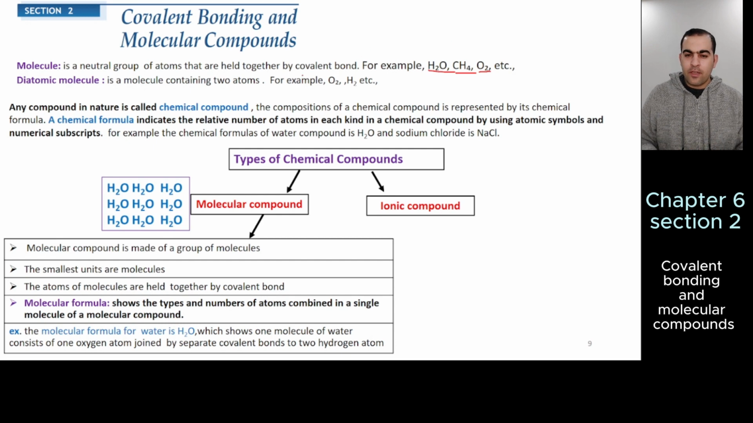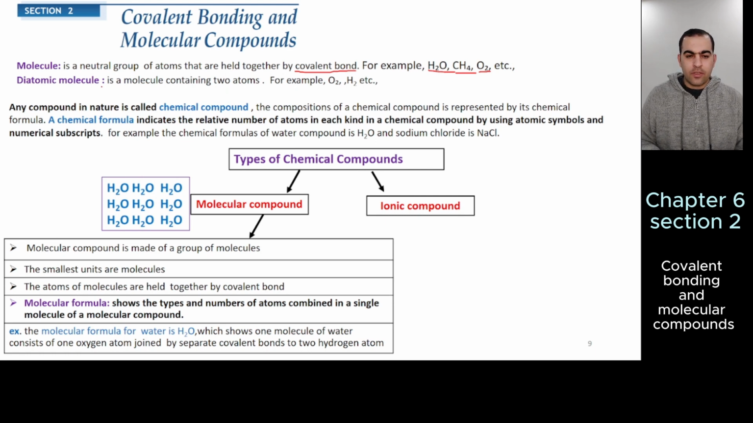When we say covalent bond, it means these atoms must all be nonmetals. Molecules are made of nonmetals, okay? But when the bond is between a metal and a nonmetal, it's not going to be called a molecule. We call it a formula unit. In the next section, we will talk about ionic compounds.